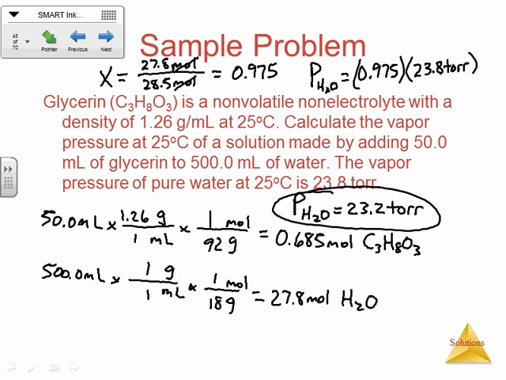Okay, not a huge difference, right? It's still very close to the same vapor pressure, but it did lower a little bit because of the substance that we dissolved in the water. Okay, so that's vapor pressure lowering. Does that make sense? Any questions about that?